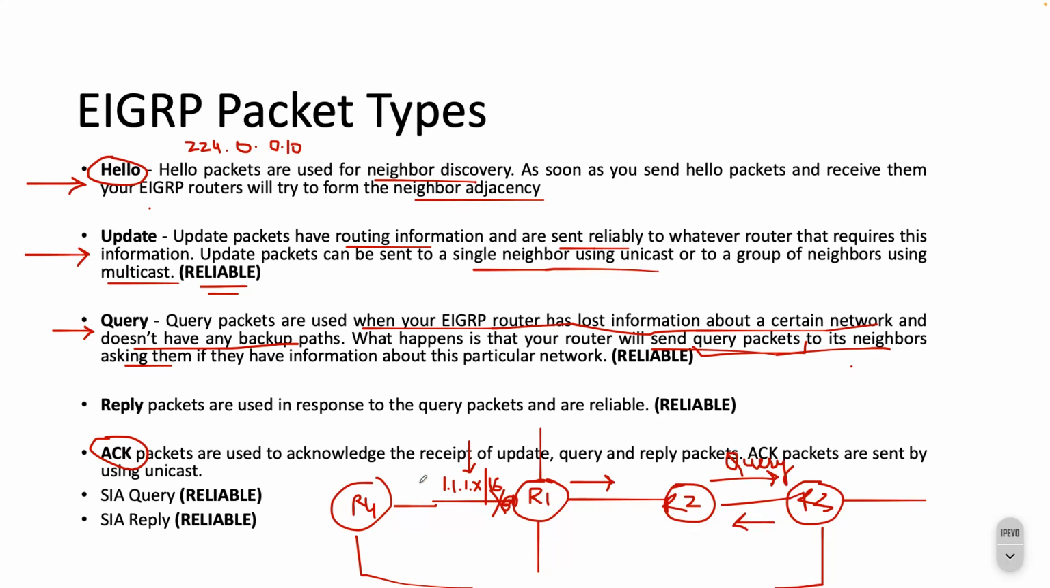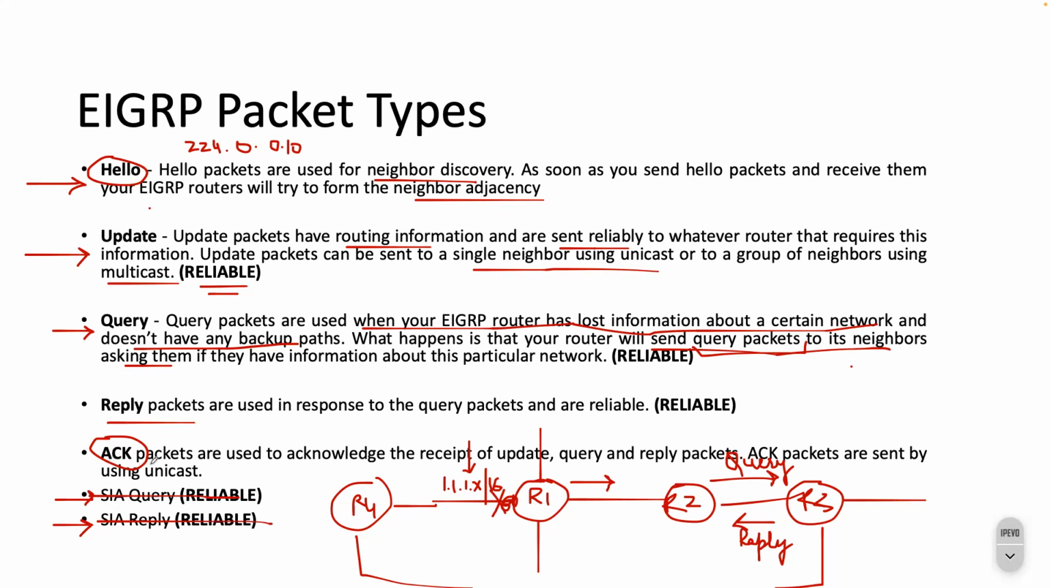Till then, R2 will keep this network in the active state until R2 receives a reply back from R3, a reply for your query packets. This query packet is what leads to stuck in active, and the stuck in active reply is SIA. And this is your reply packets. This query and reply are the same, I should not write like this.